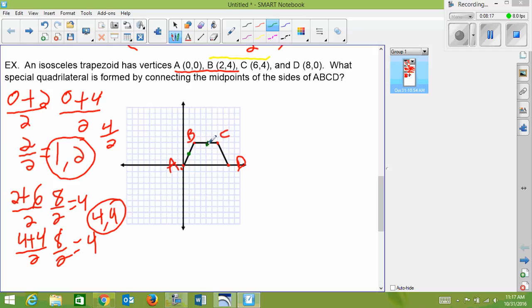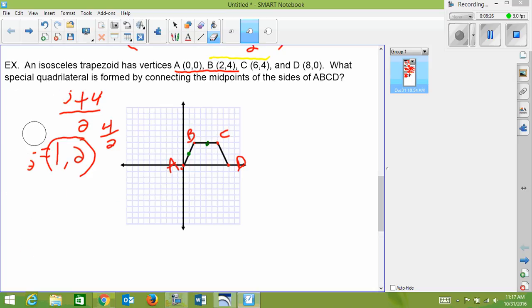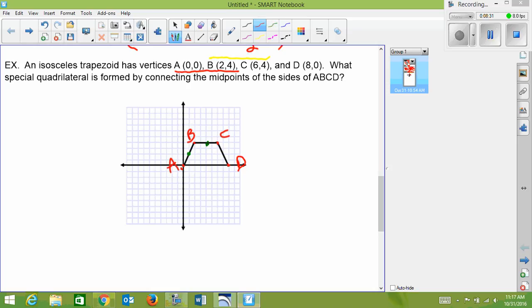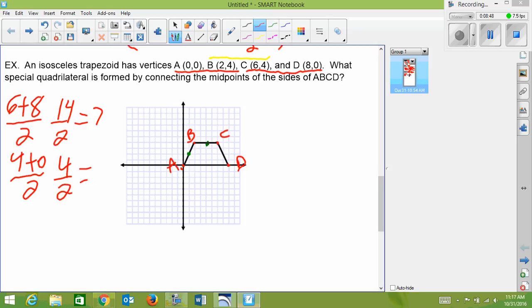I need to do the other two sides yet. So I'm going to go ahead and erase this so that I have more room, so I don't have to go way down the page. So now I'm going to do C and D, so side CD. So 6 plus 8 divided by 2, 14 divided by 2 is 7. 4 plus 0 divided by 2 is 4 over 2, which is 2. So our point is 7, 2. So 7, 2 is right there.